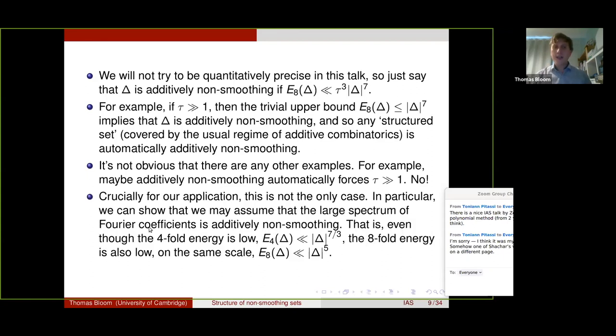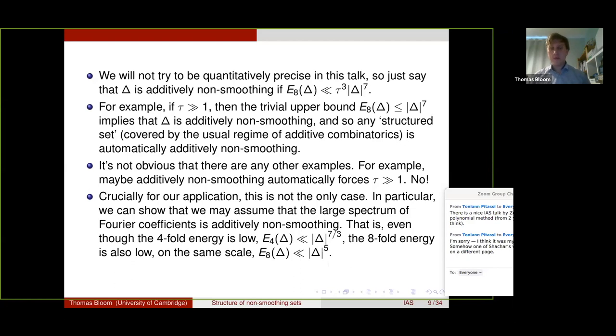We've already seen an example, which is when delta is equal to the spectrum. In that case, the E4 of delta is roughly delta to the 7/3. The eightfold energy, E8, is also small, like delta to the 5. If you unpack, tau is like delta to the -2/3, and this is roughly tau cubed times delta to the 7.